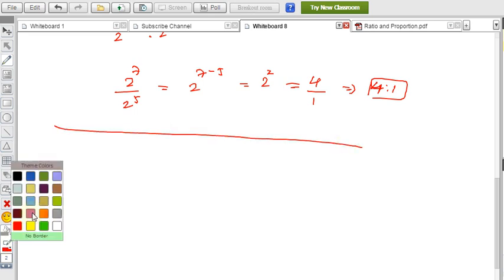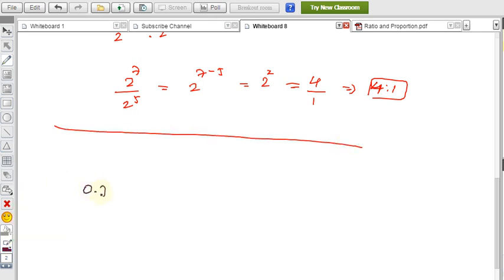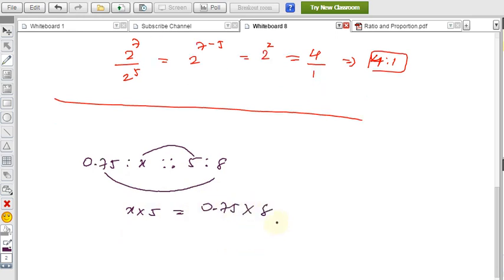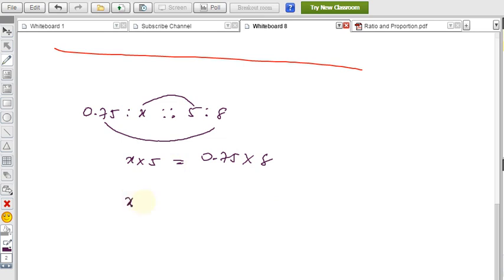Zero point 0.75 is to x, proportional to 5 is to 8. So whenever the two ratios are equal, they are in proportion, then product of means is equal to product of extremes. Okay, x into 5 is equal to 0.75 into 8. So what you can write from this, x is equal to 0.75 into 8 by 5.